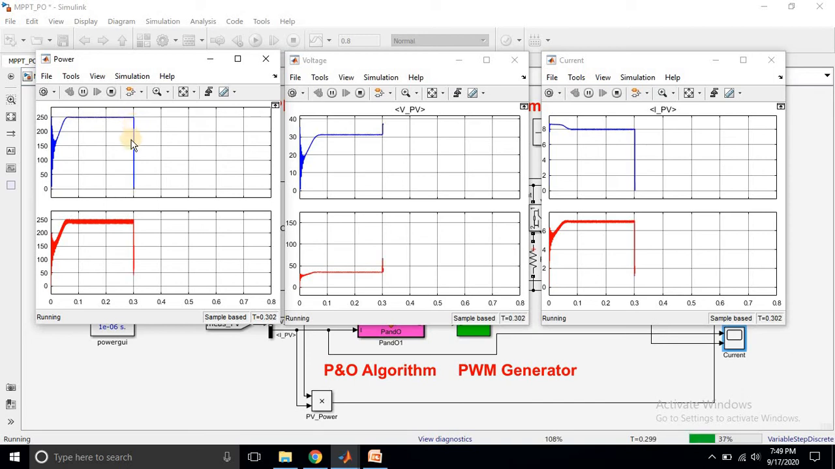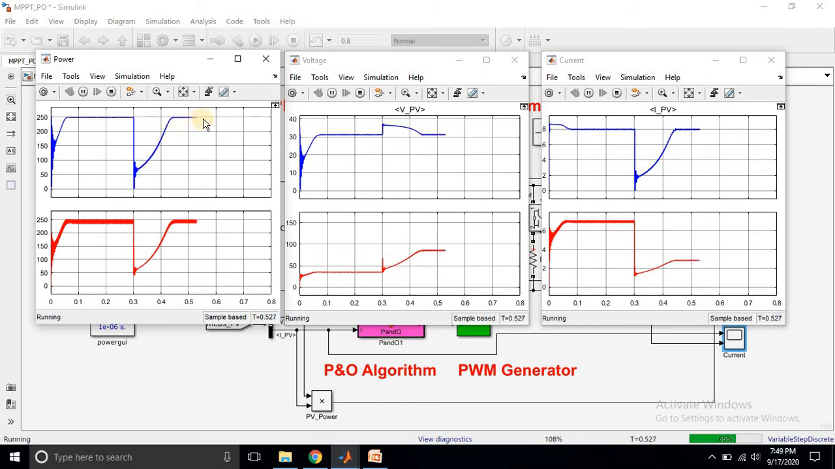Okay, after changing the load, the algorithm should track the maximum power. So this is the load changing condition. That means the load is going to be changed from 5 ohms to 30 ohms here. From 0 to 0.3 seconds the load is considered as 5 ohms. After 0.3 seconds the load is considered as 30 ohms. So you can see that the P&O can extract the maximum power after 0.1 seconds.